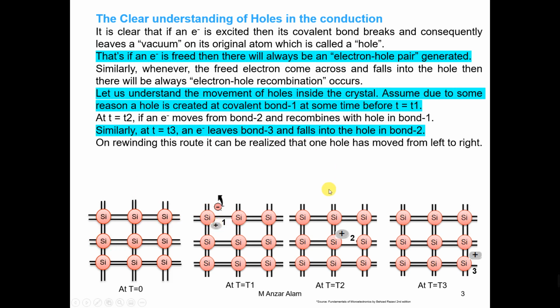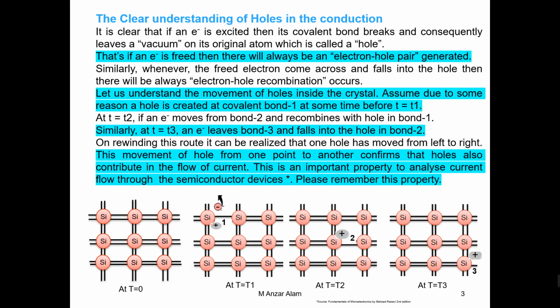Then after this, the second hole, this hole we can say is moved from position 1 to position 2 and from position 2 to position 3. So we can say that the holes moved from the left side to the right side. Okay. So on rewinding this route, it can be realized that one hole has moved from left to right. So this movement of hole from one point to another confirms that holes also contribute in the flow of current.